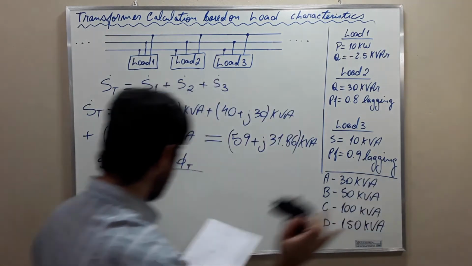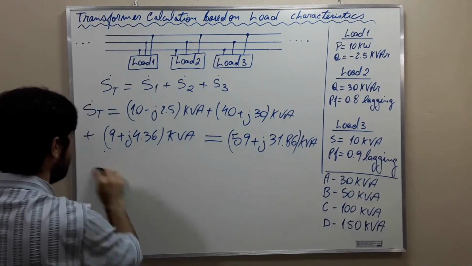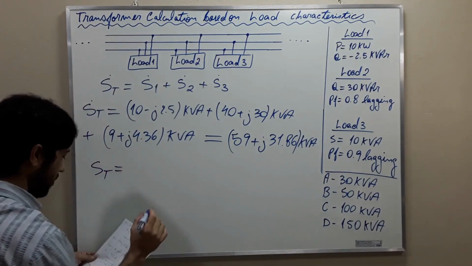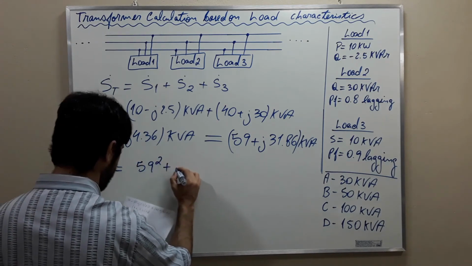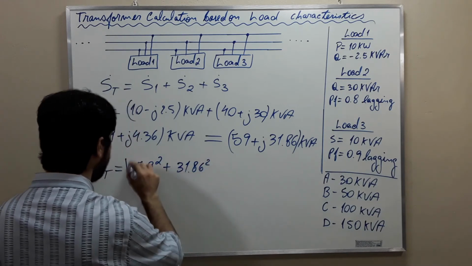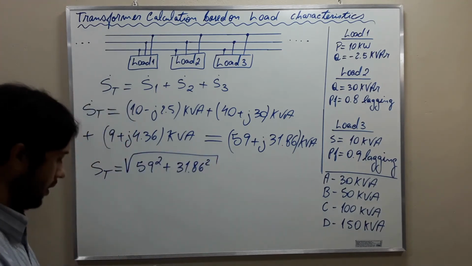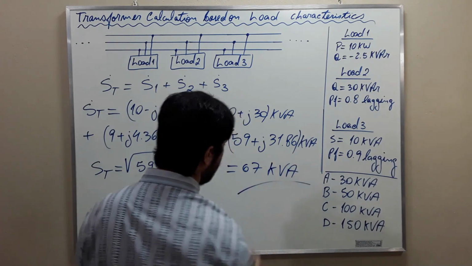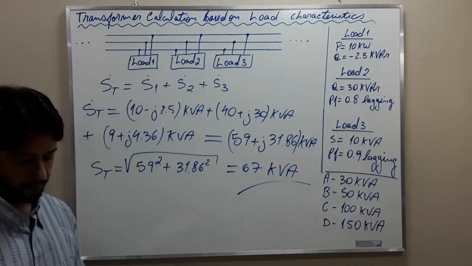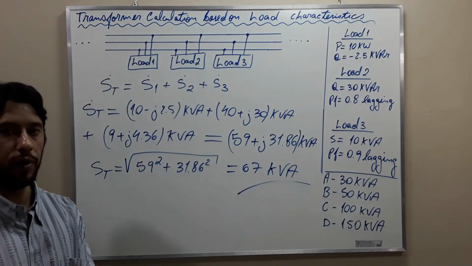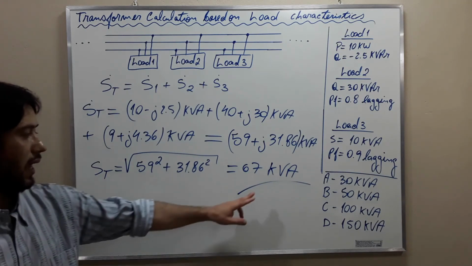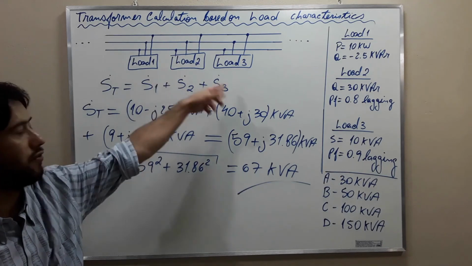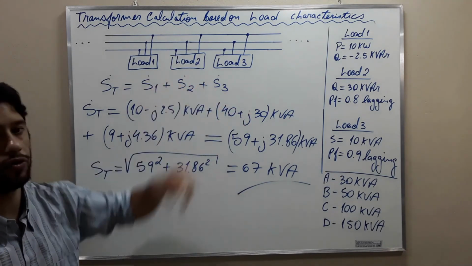All right, then we are going to simply conduct this. ST, the apparent power, is going to be equal to 59 squared plus 31.86 squared, and we're going to take the square root of it all and find 67 kVA. Okay, this is our final result. So the transformer that we need to use to supply these loads has to be a little bit larger than this. Okay, this is 67 kVA, the sum of the apparent powers of all these loads, load 1, load 2, and load 3.